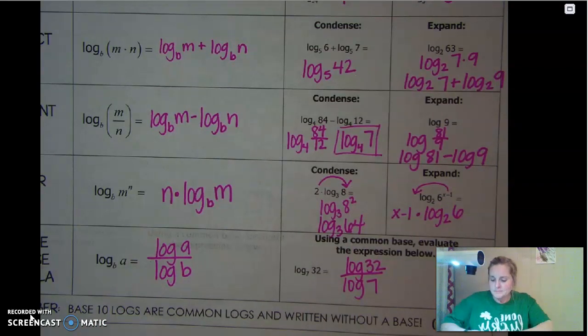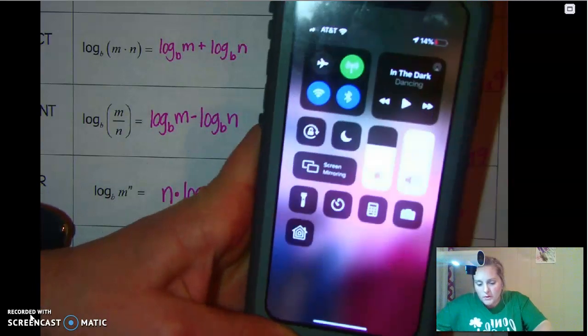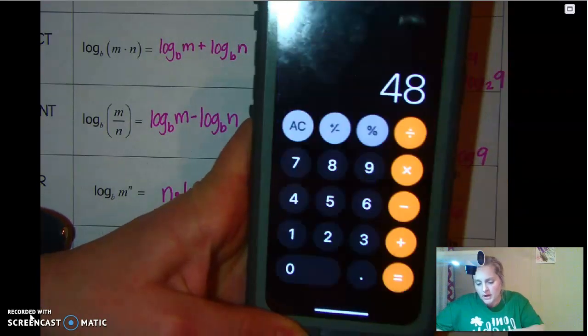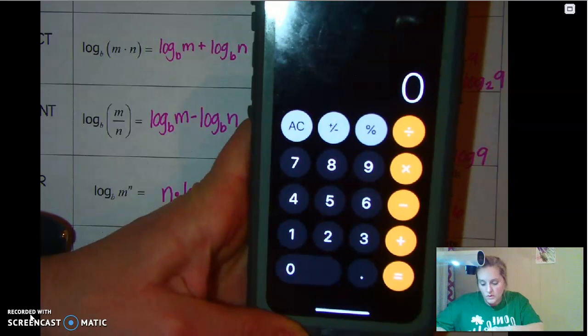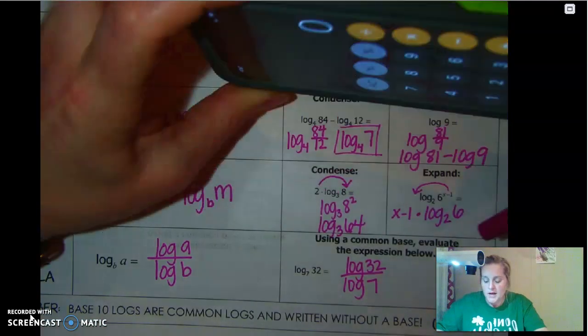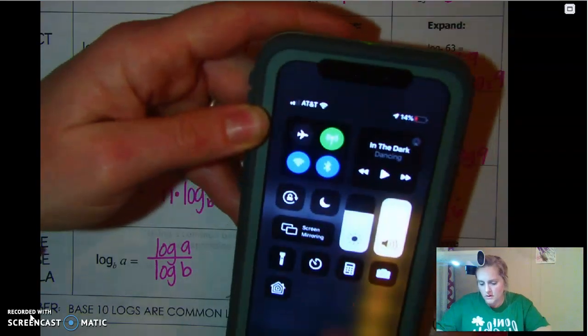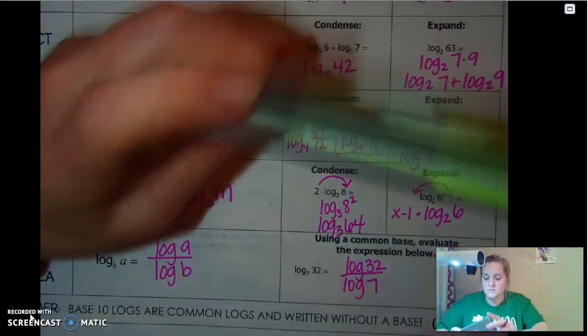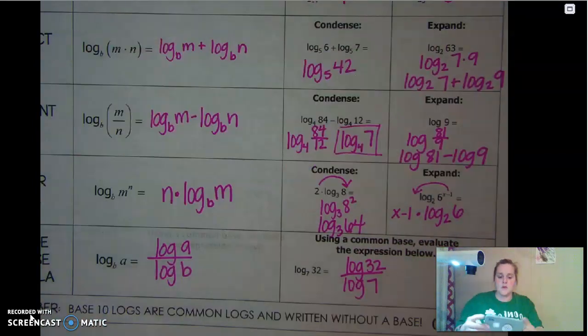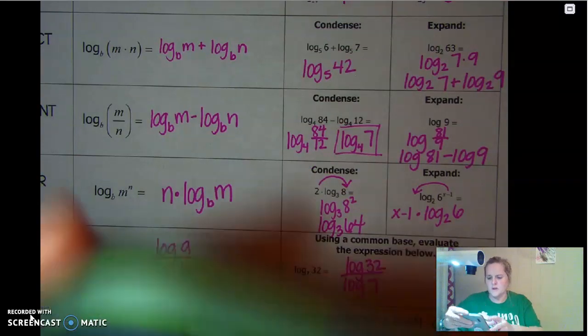Let me grab mine. So you are going to get your calculator and you have to turn it this way. Did I have my thing on, y'all? How do you do that? No. Y'all, why won't it turn? Oh, my phone's locked. That's weird.